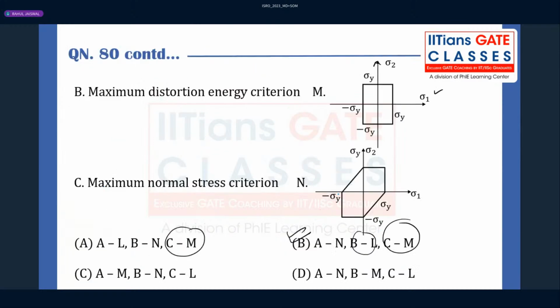Again you will plot this for the maximum normal stress theory, and the maximum shear stress theory, we also say Tresca theory. Very easily you can plot. I'm not plotting here because if you want full detailing of that, then you can follow the IGC notes, right? So for this, the answer will be B.